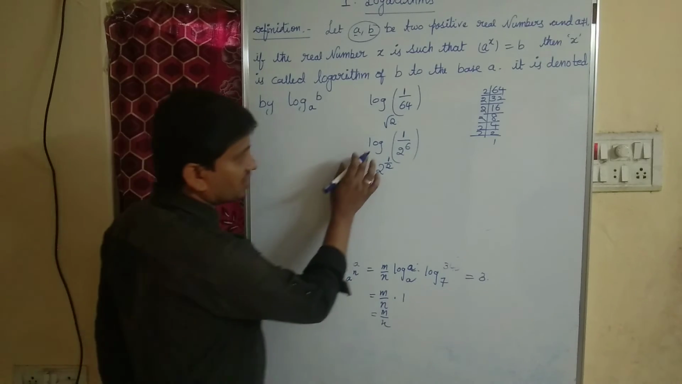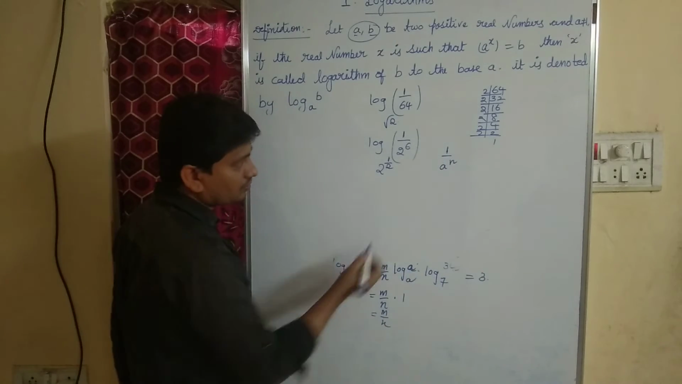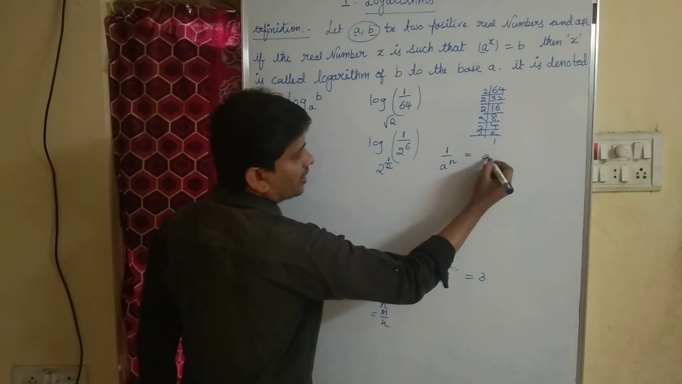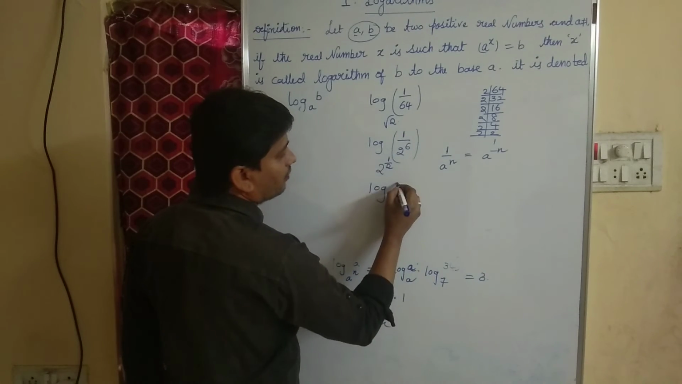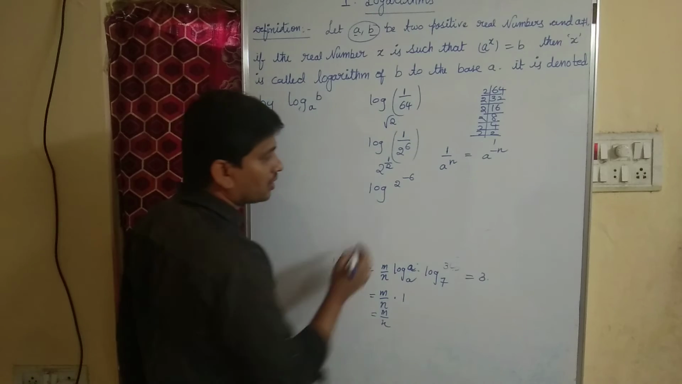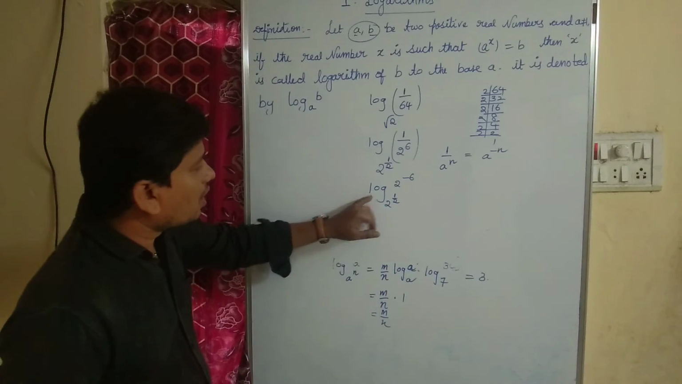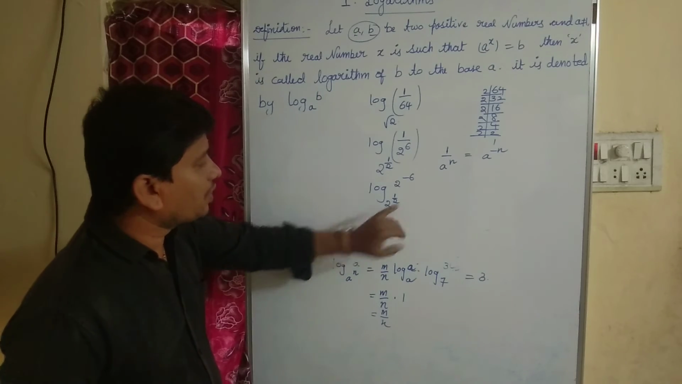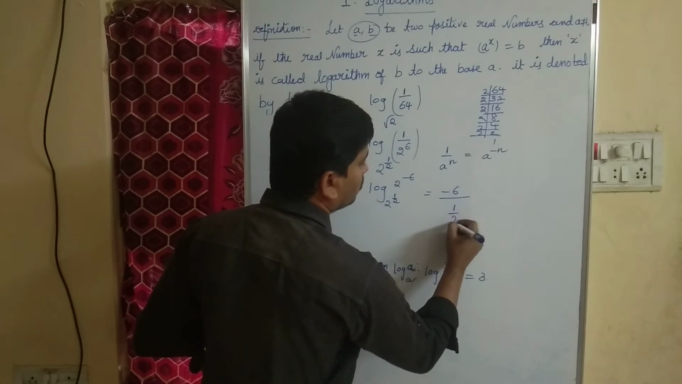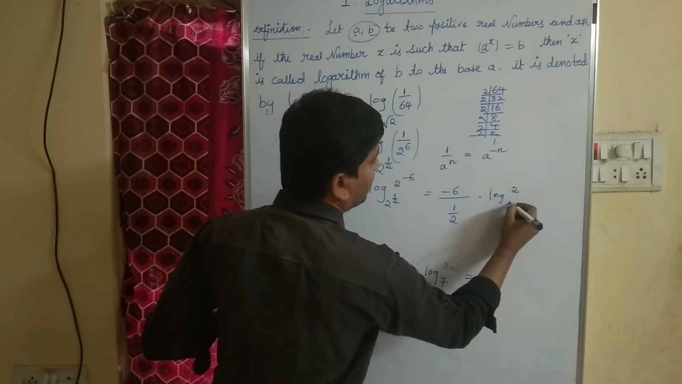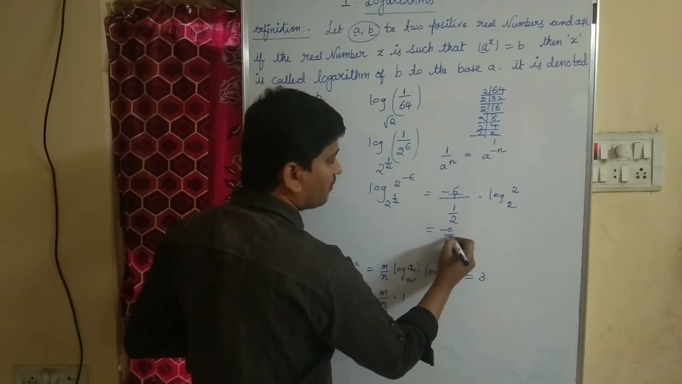Again, this is in the form of 1 by a to the power n, and 1 by a to the power n I can write as a to the power minus n. So log 1 by 2 to the power 6 I can write as 2 to the power of minus 6 to the base 2 to the power of 1 by 2. Again this is in the form of log a to the power of m to the base a to the power of n, which is equal to m by n, so minus 6 by 1 by 2 into log 2 to the base 2. So children, here nothing but 1. So minus 6 by 1 by 2.